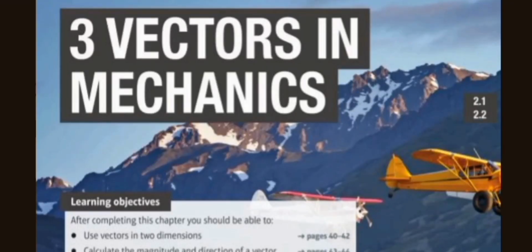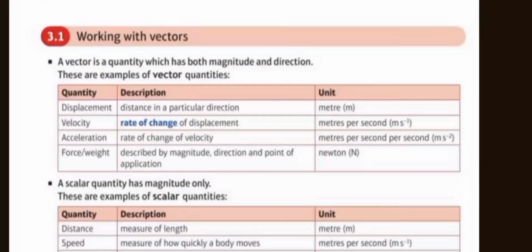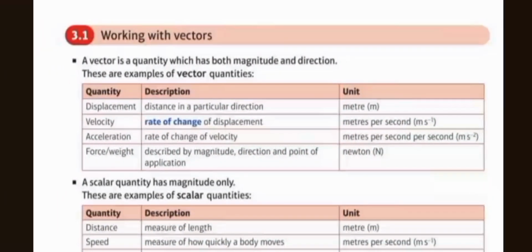Today we're going to deal with vectors and mechanics. What is a vector? A vector is a quantity which has both magnitude and direction. Here are some examples of vector quantities.